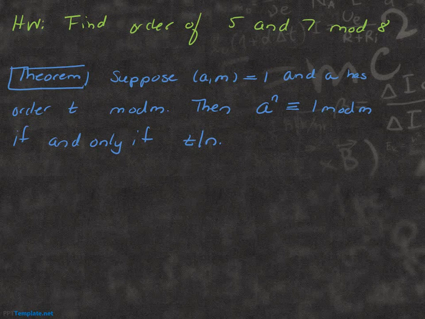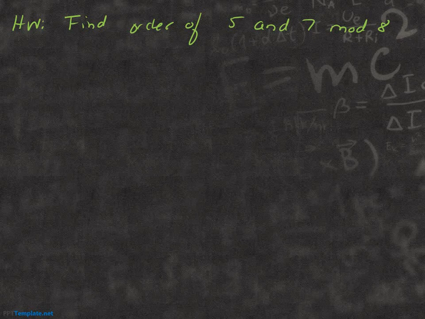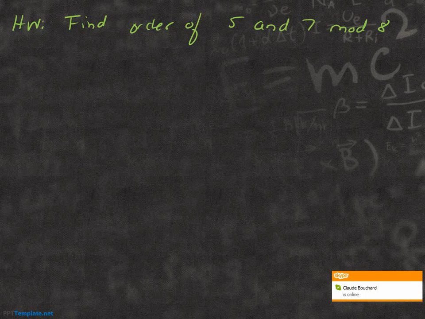So for the homework, I'm expressing this as 5 to the k congruent to 1 mod 8. Find the order of both 5 and then do it also for 7. You set them all equal to 1 mod 8. The order is the minimum k that takes you back to 1. So 5 to the k congruent to 1 mod 8, and 7 to the k.